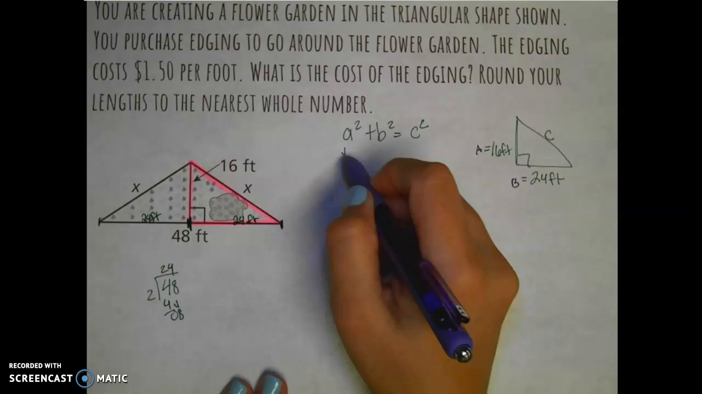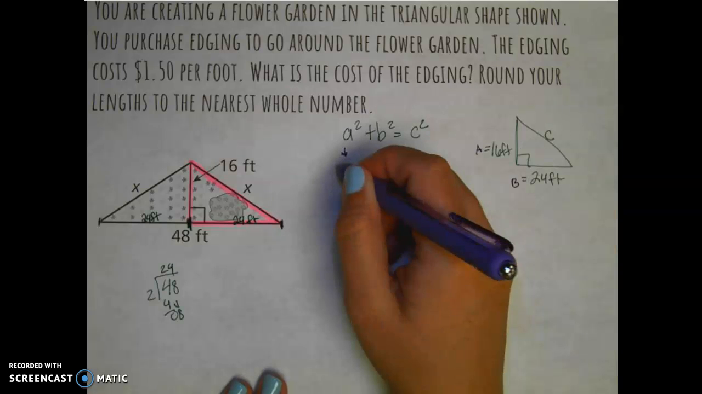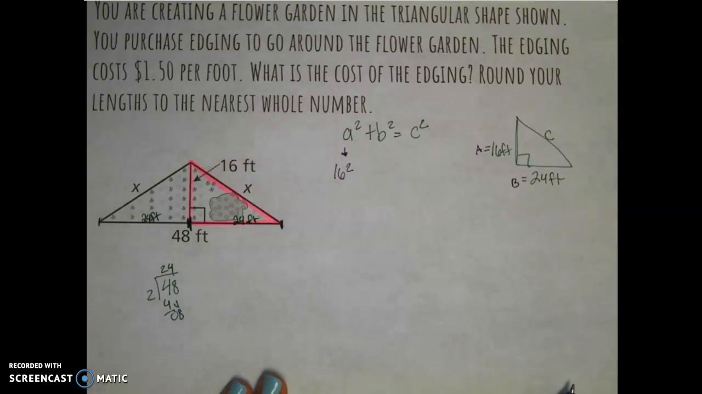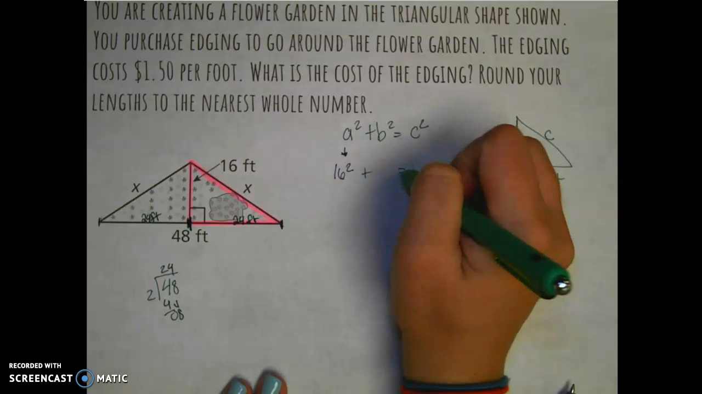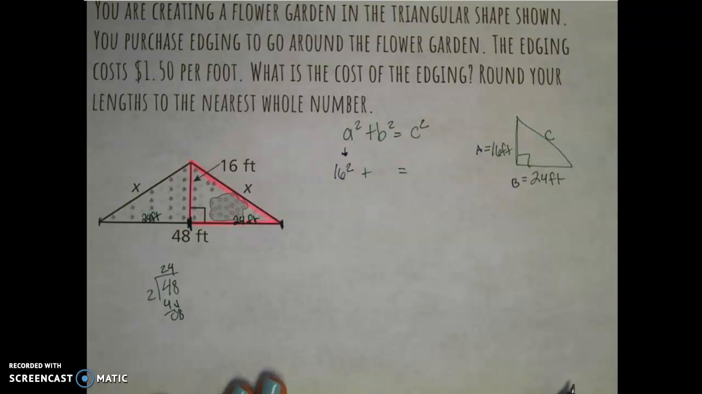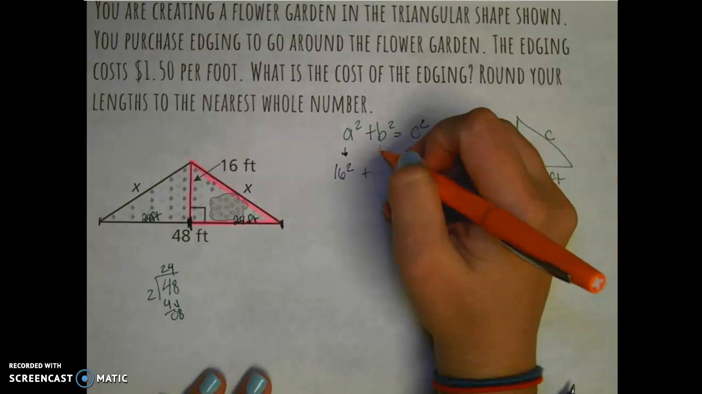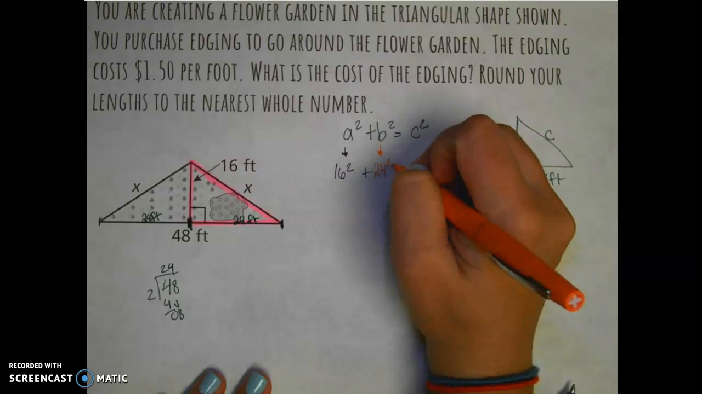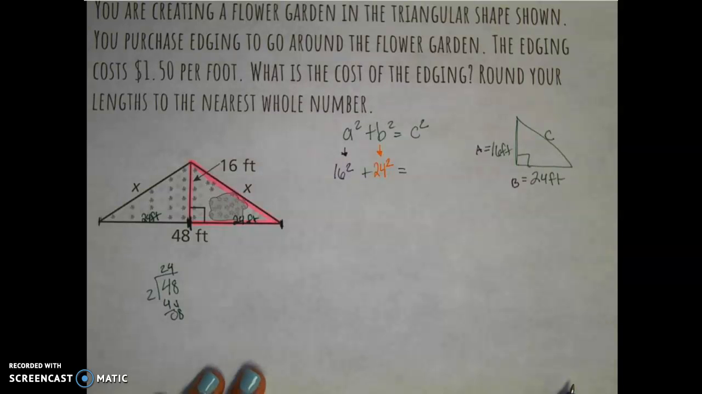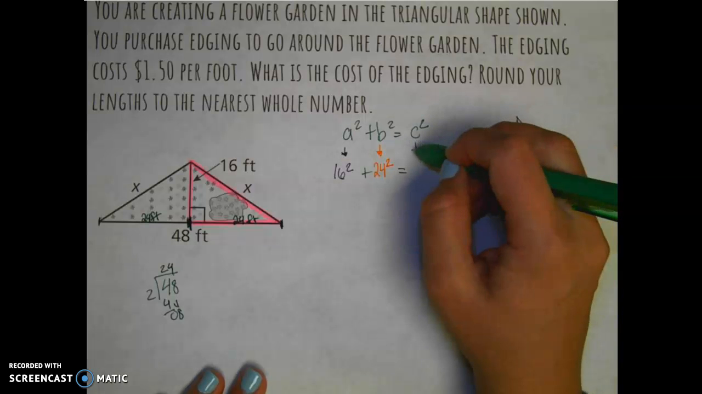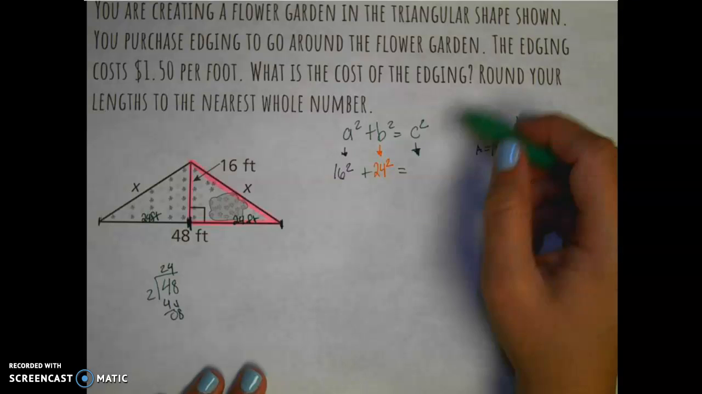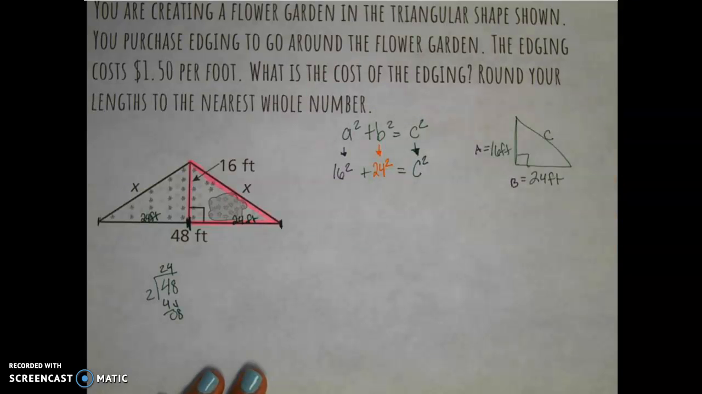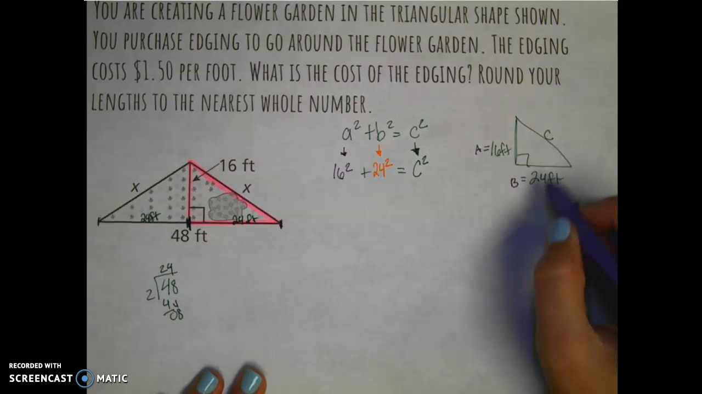So my A, we said, was 16 feet squared, plus my B, which we established was 24 feet, squared. And don't forget to square your numbers. Remember, that squared stays with it all the way to the end. And since I didn't do anything to C, I'm going to write C squared. Now I need to figure out what 16 times 16 is.